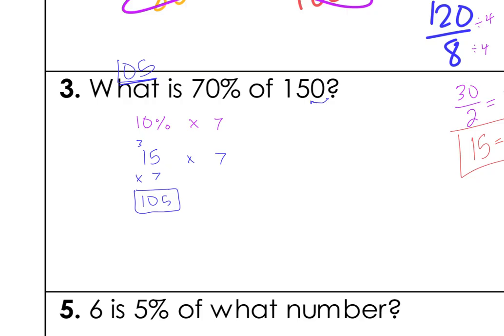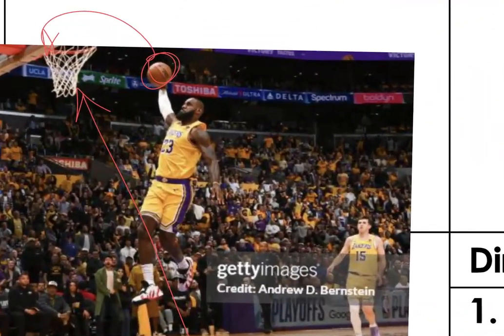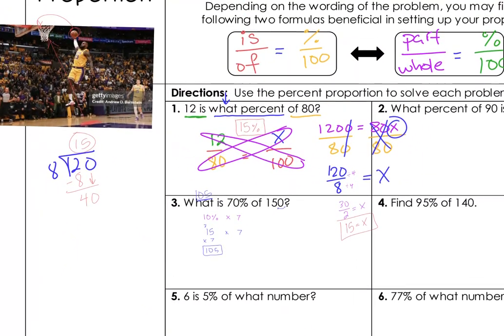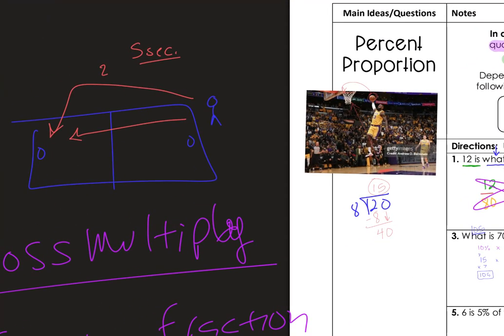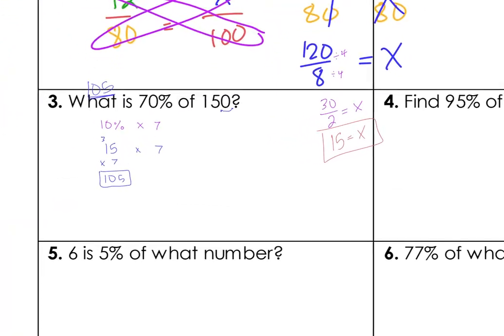105 is 70% of 150. Here's your math. That seemed very easy. Yep. It was this. Okay. If you're like, but I don't get it, I feel like I'm over here and cannot just dunk it. Okay. Well, then let's not just dunk it.